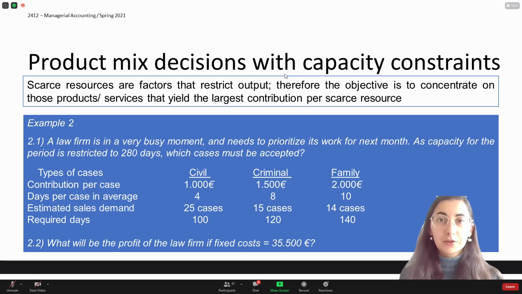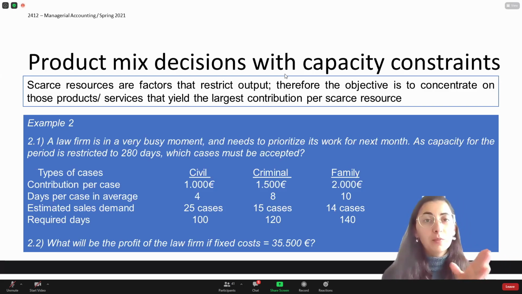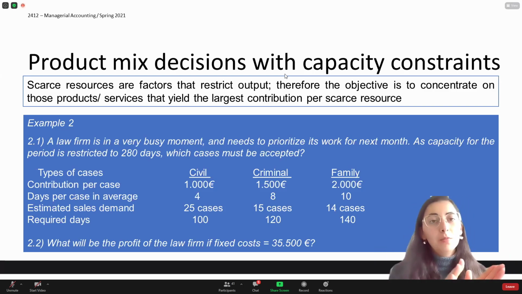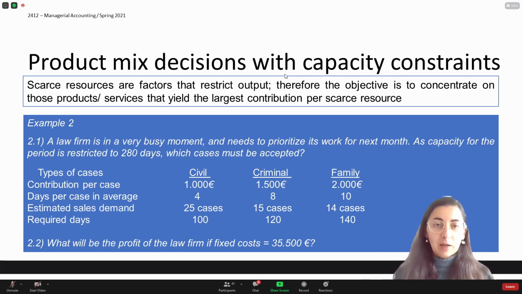So to calculate the profit here, it is important to remind the concept of contribution, which is revenues minus variable costs. To get the profit is revenues minus variable costs minus fixed costs. So very quickly we can calculate the profit in this type of exercise. Very good. Any questions?